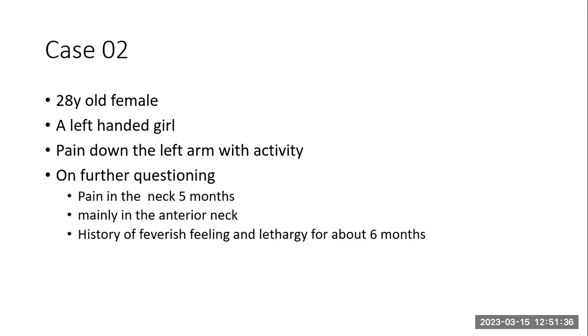On further questioning, in addition to this arm pain, she had pain in the neck as well for 5 months duration, mainly in the anterior neck. These days we get a lot of neck pains in the young crowd because of overuse of the phone and computer. But this is odd. This is anterior neck pain. And she had a history of fever, lethargy, and ill health for the last 6 months duration. Prior to the onset of this pain also, she had this.